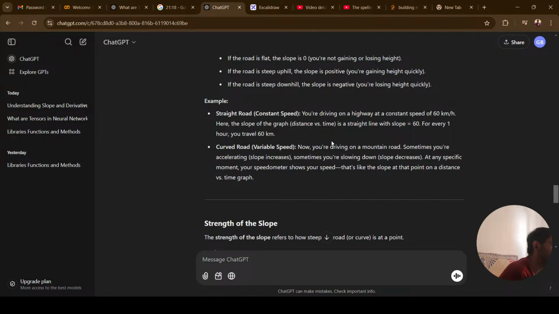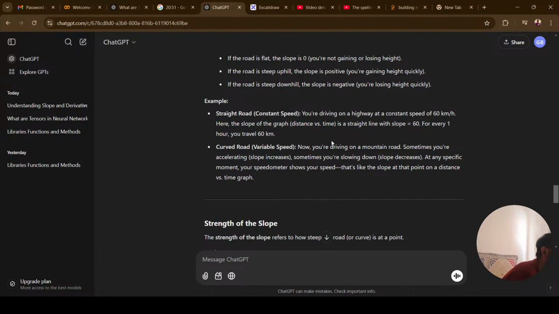Straight road, constant speed. You are driving on a highway at a constant speed of 60 km per hour. Yeah, that is agreed. Here, the slope of the graph of distance versus time is a straight line, that is 60. So for every 1 hour, you travel 60 kilometers. That is okay. That is because you are traveling at a constant speed. So you are not gaining, you're not losing here. Okay, let me just check.